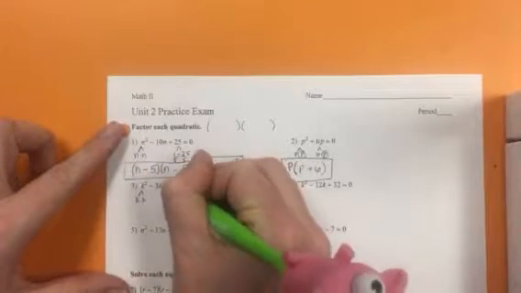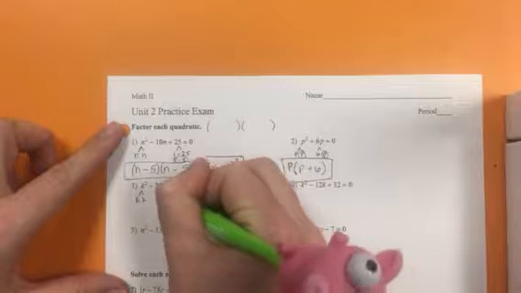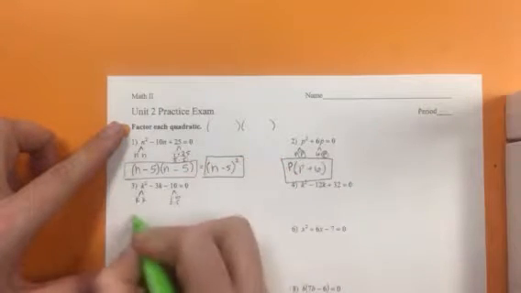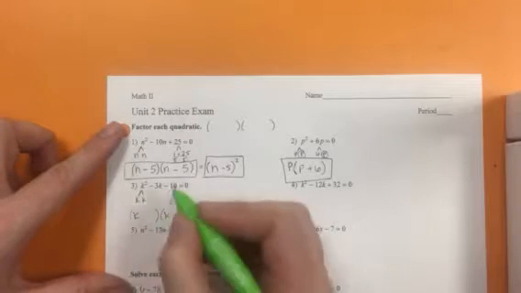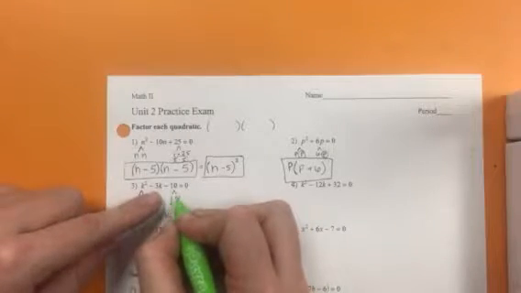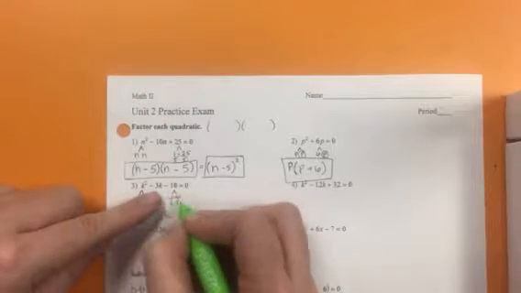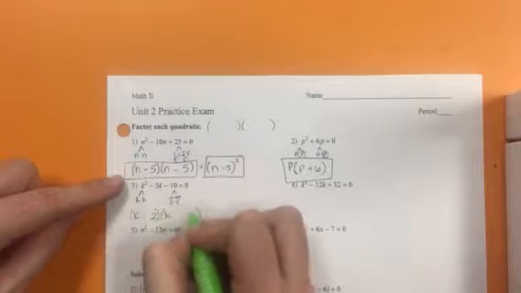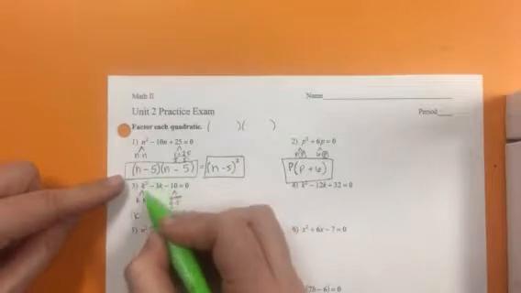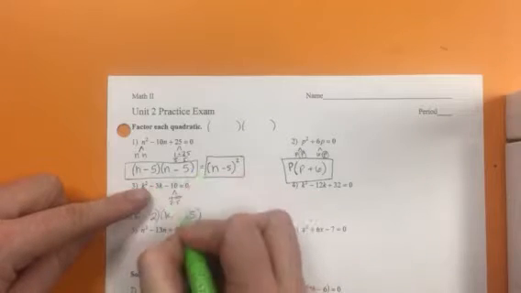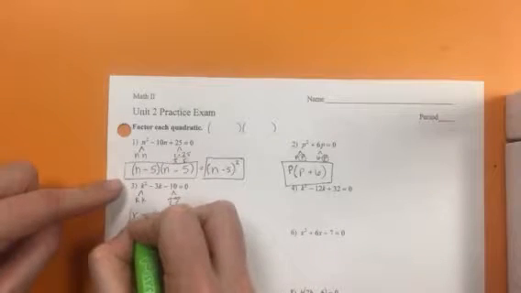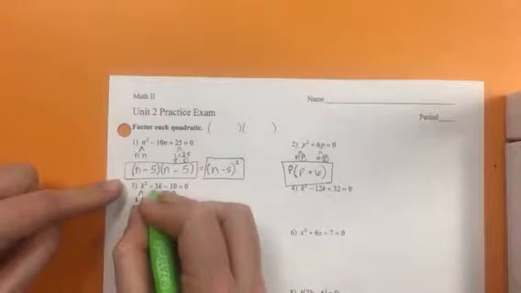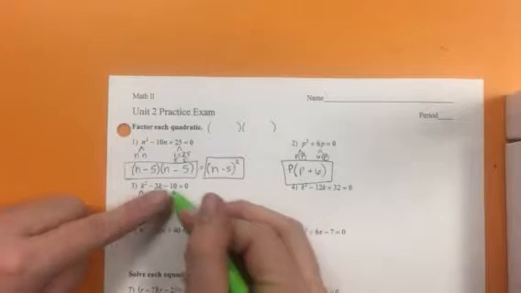K times k. Multiples of 10 are 1 times 10 or 2 times 5. I'm going to make my factors. I know the k goes in front, and now I get to choose. Will 1 and 10 give me a 3? 1 and 10 will add up to 11 or 9, so that doesn't work. 2 and 5. How can I get a negative 3? If it's a negative, that means the bigger number needs to be a minus. So negative 5 plus 2 adds up to negative 3, and they multiply to equal negative 10.